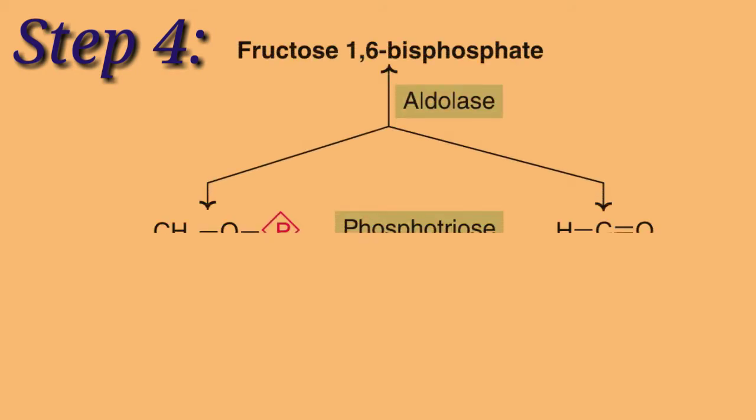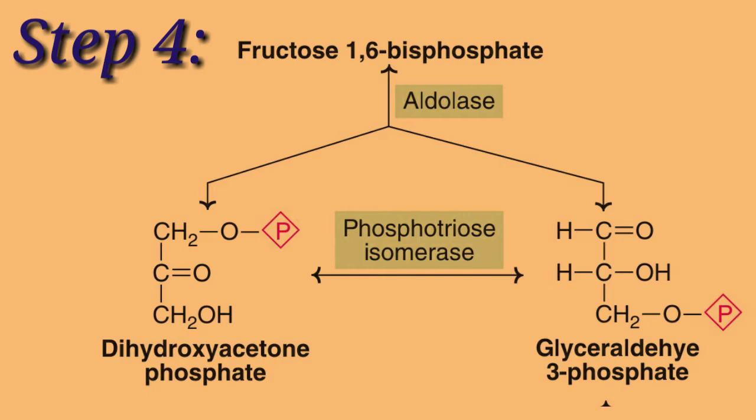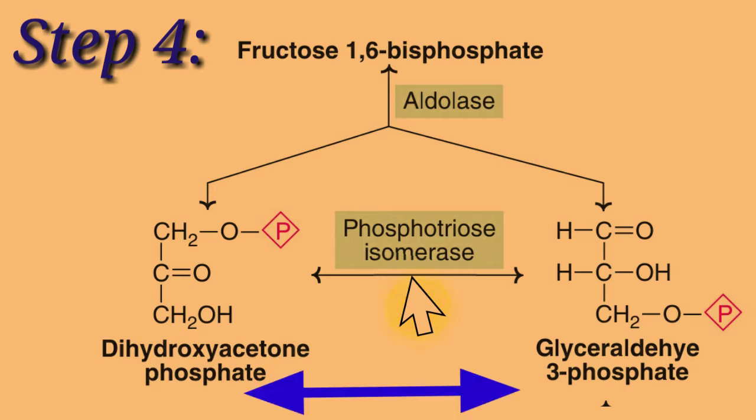Next is the splitting phase. In this case, the 6-carbon fructose 1,6-bisphosphate is split into two 3-carbon compounds, glyceraldehyde 3-phosphate and dihydroxyacetone phosphate, by the enzyme aldolase. Then in the next step, the enzyme phosphotriose isomerase catalyzes the reversible interconversion of glyceraldehyde 3-phosphate and dihydroxyacetone phosphate.